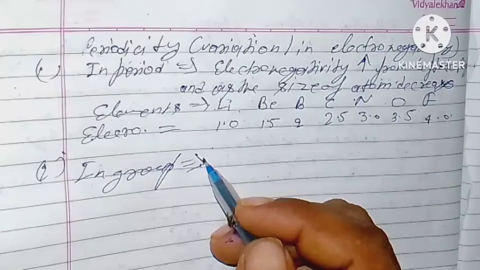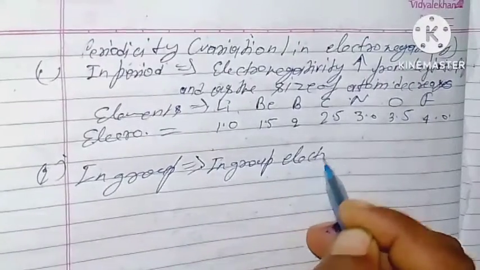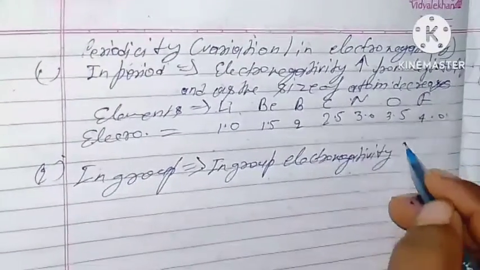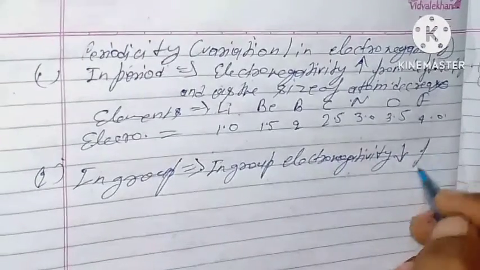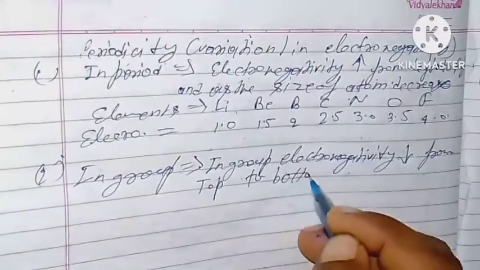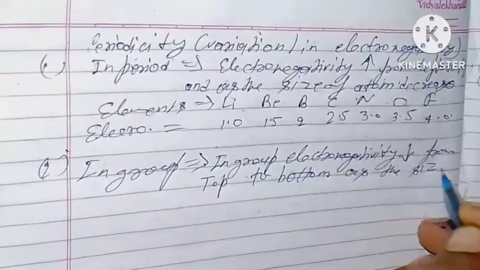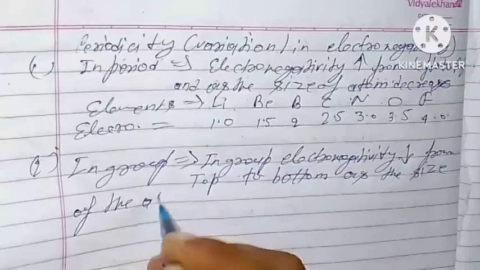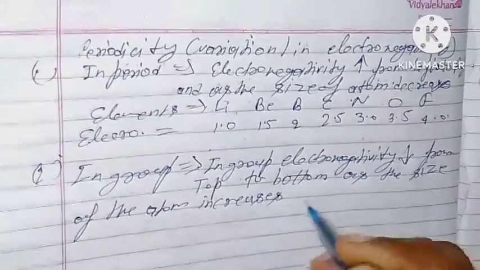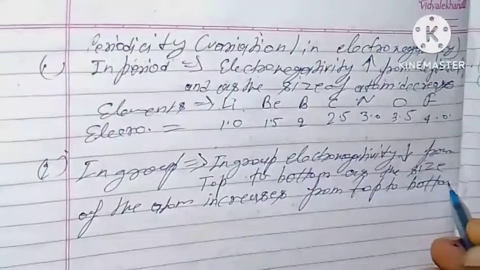In a group, electronegativity decreases from top to bottom, as the size of the atom increases from top to bottom.